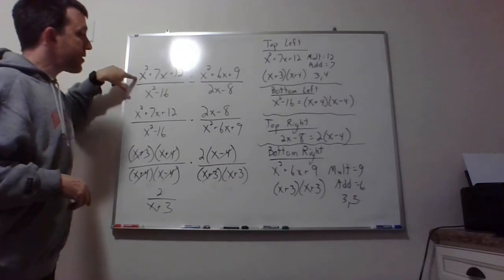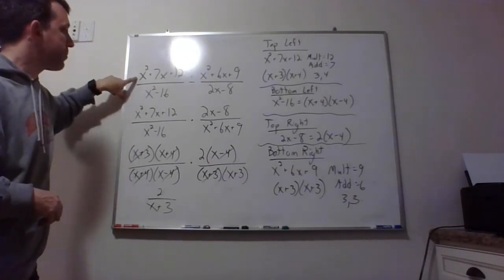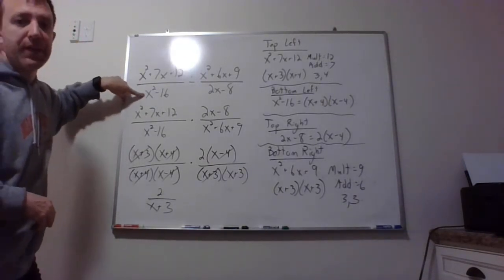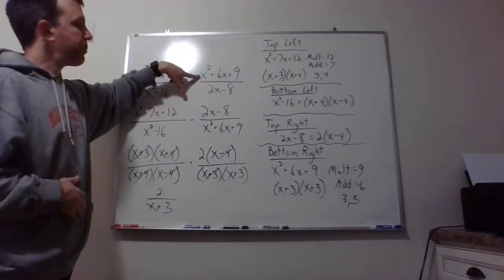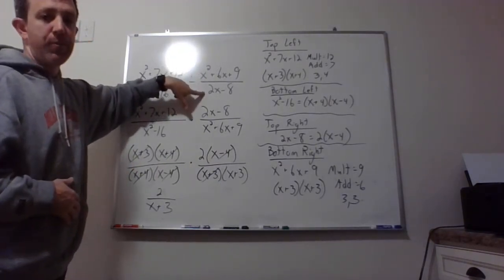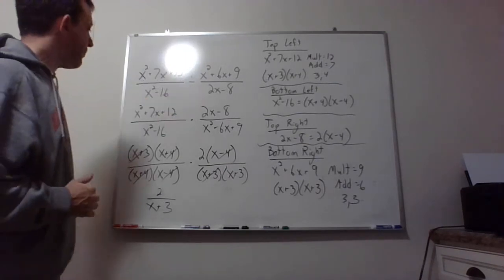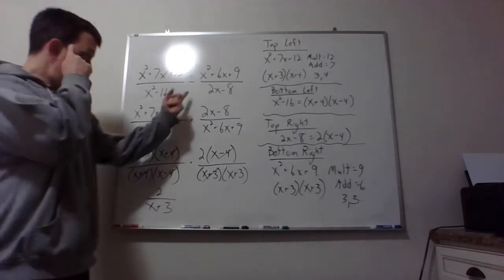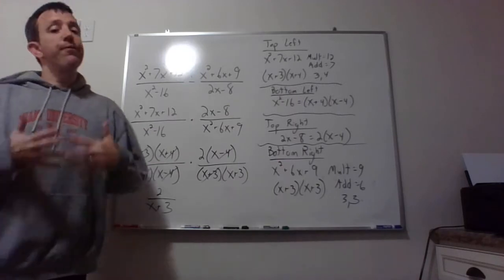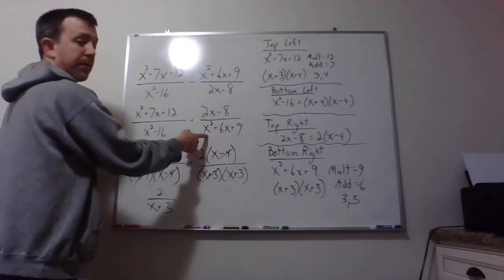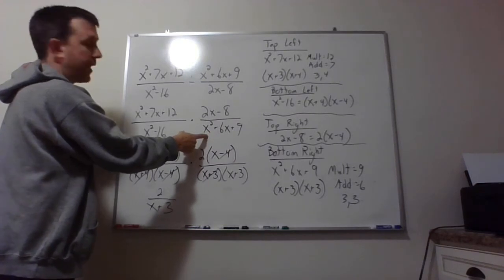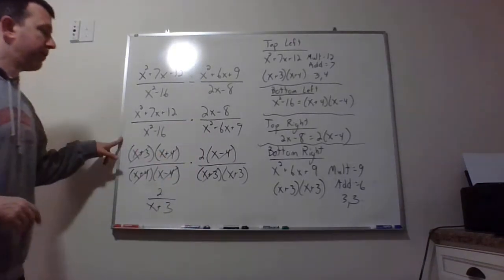Anyway, it's x squared plus 7x plus 12 over x squared minus 16 divided by x squared plus 6x plus 9 divided by 2x minus 8. So the first thing to notice is that this is a division problem. So before I do anything else, I'm going to take that second fraction and flip it upside down. Okay, I'm turning it into a multiplication problem.